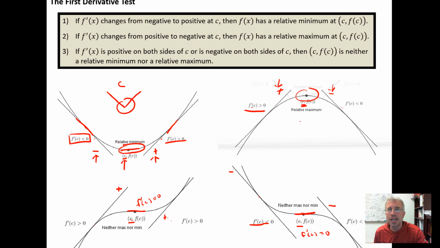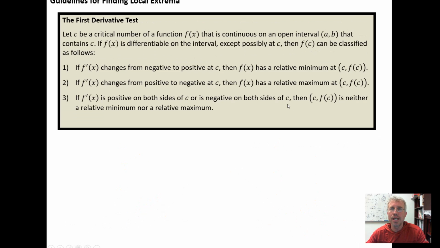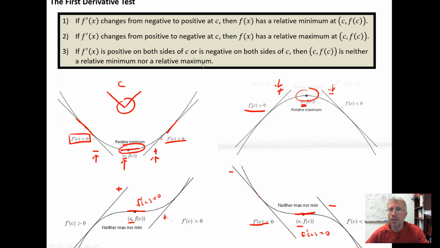So the key idea is using the first derivative test to find locations of local minima and local maxima. Find those critical numbers first. Find the critical numbers. And then look at the derivative and ask yourself, does the derivative change from negative to positive at the critical number? If it changes from negative to positive, the critical number was at a minimum.